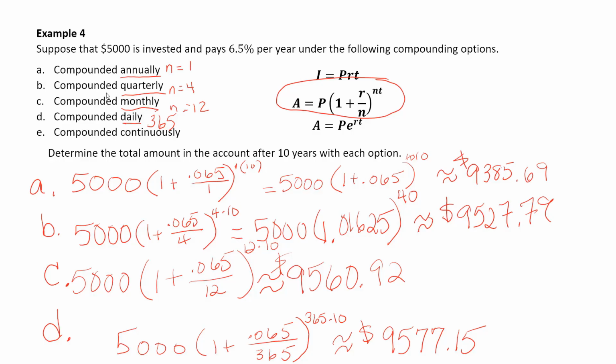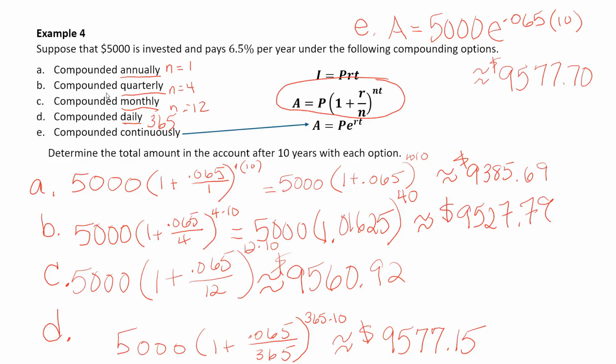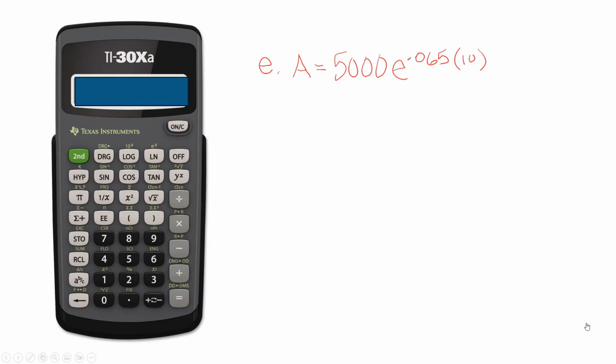So if you put this all into Euler's formula, A equals P times e to the rt, if you have continuous compounding, then you plug that in, you're going to have 5,000 times e raised to the rt power. And if you punch that into your calculator, you're going to get $9,577.70. Okay, and just to make sure you know how to punch that into your calculator, the first thing you're going to do is punch in 5,000, obviously, and then you're going to hit multiply, and then hit your left parenthesis and put in the exponent.